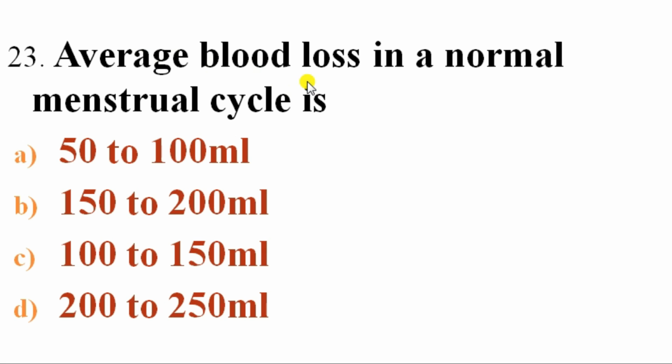Next question. Average blood loss in a normal menstrual cycle is options A. 50 to 100 ml, B. 150 to 200 ml, C. 100 to 150 ml, D. 200 to 250 ml. Answer is A. 50 to 100 ml. So average blood loss in a normal menstrual cycle is 50 to 100 ml. That is, a blood loss of 10 ml to 80 ml is considered as normal.